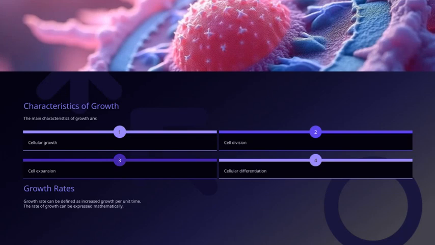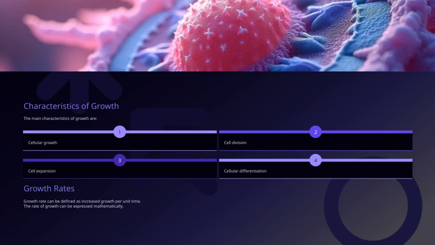Let's take a closer look at the main characteristics of growth. First, cellular growth involves not just the increase in cell size, but also processes like cell expansion and differentiation. Cell division is another key aspect, where one cell divides to produce new cells, supporting growth and development. Growth rate, on the other hand, can be defined as the amount of growth that occurs per unit of time. We can even express this mathematically to analyze growth patterns more precisely.